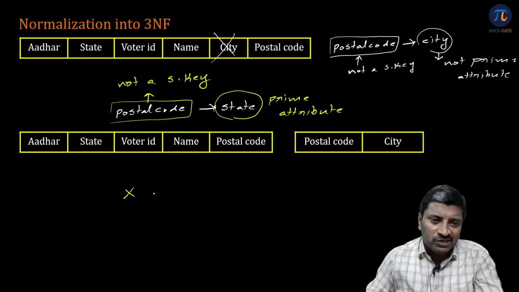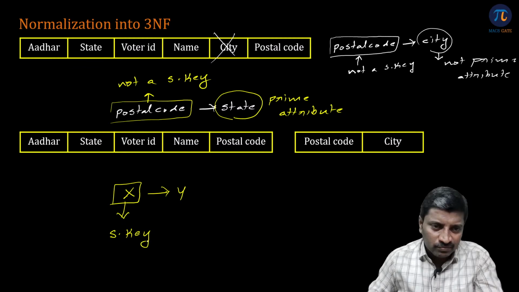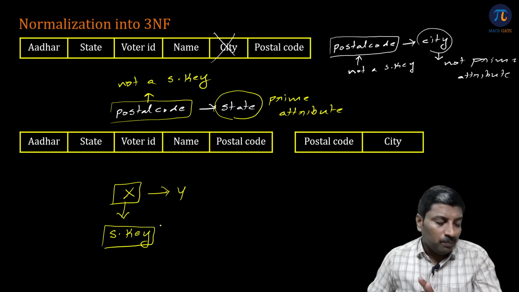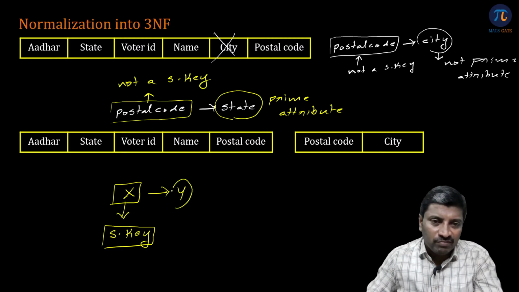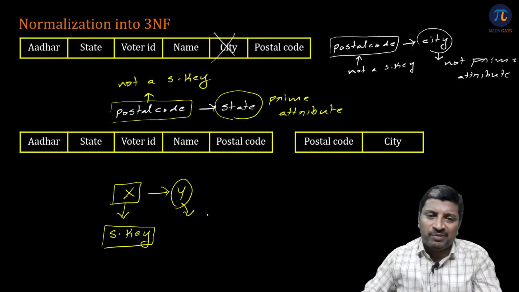So again, I'm repeating, sir. Whenever I have a functional dependency, compulsorily the left must be a super key. That is the rule. That's it. If it is not a super key, it should be punishable. But 3NF will give excuses for prime attributes.